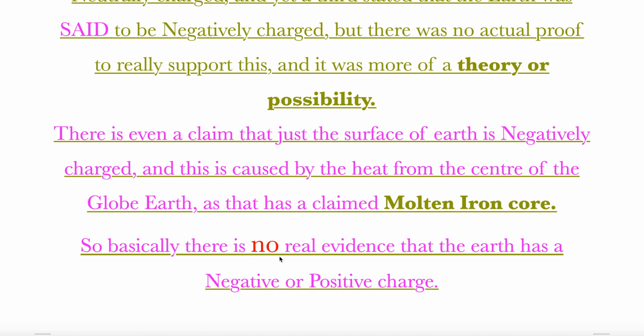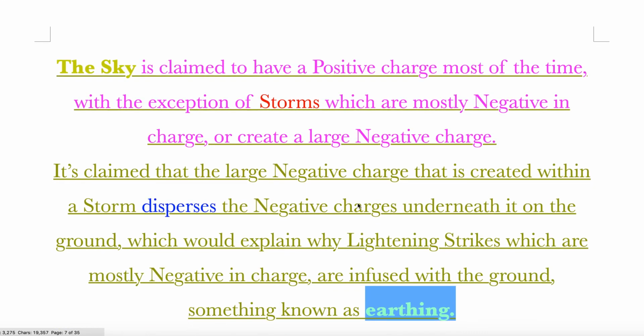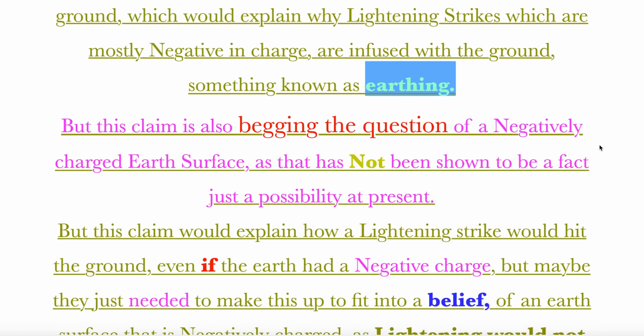So basically there is no real evidence that the Earth has a negative or positive charge. The sky is claimed to have a positive charge most of the time, with the exception of storms, which are mostly negative in charge or create a large negative charge. It's claimed that the large negative charge that is created within a storm disperses the negative charges underneath it on the ground, which would explain why lightning strikes, which are mostly negative in charge, are infused with the ground, something known as earthing. But this claim is also begging the question of a negatively charged Earth's surface, as that has not been shown to be a fact, just a possibility at present.